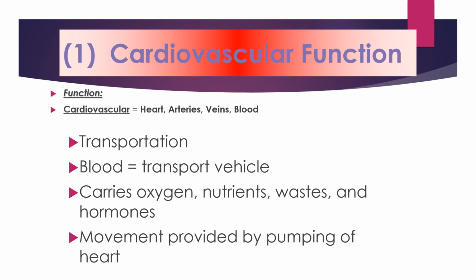Now, the cardiovascular function. The cardiovascular system consists of the heart, arteries, veins and blood. What are the main functions of this? Transportation of the blood, which carries oxygen, nutrients, waste and hormones, with movement provided by the pumping of the heart.